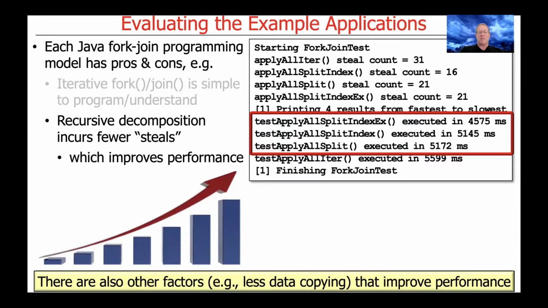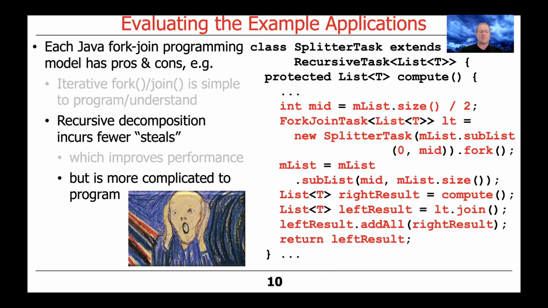So you can see that, for example, the test apply all split index EX, which is the version that uses the recursive action and the array is passed in as a parameter, so we don't have to do any funky reflection or any extra conversions or copying, performs the best of the different models. And there are other factors here that are making a difference, such as less data copying for the apply all split index EX implementation. So you can see that there are various factors being traded off here, and being more clever can give you a better boost in overall performance.